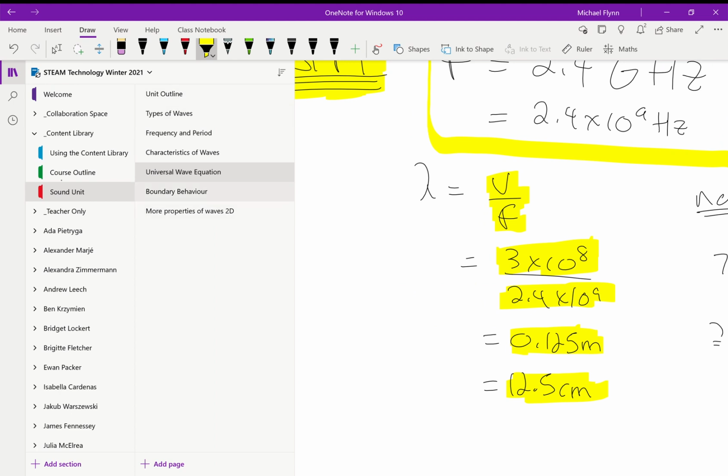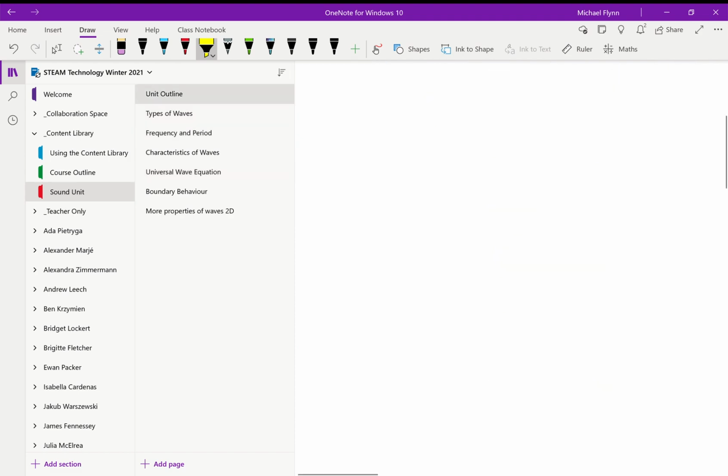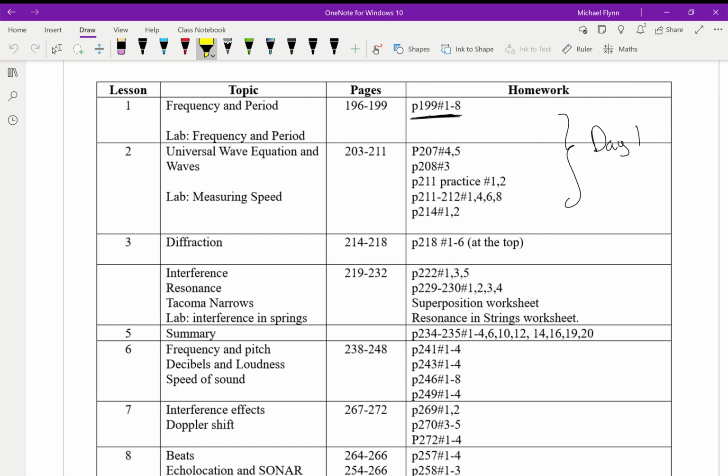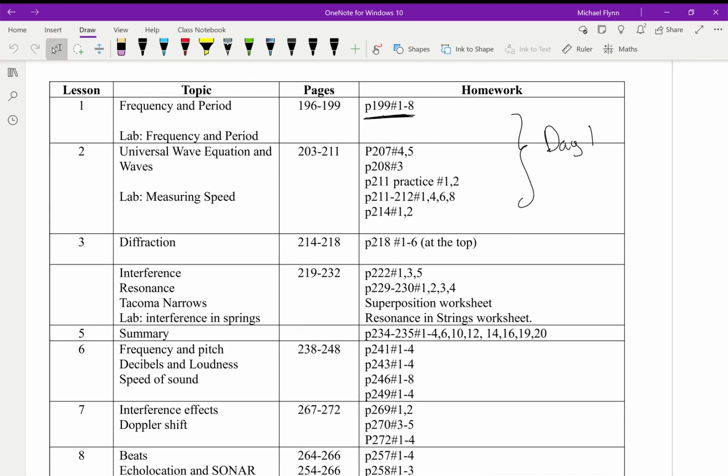Now you can ignore these other lessons here. We'll talk more about those when you get to class on Tuesday. But as far as the homework goes, can you please do it tomorrow, before you come in on Tuesday? I want to see this finished, okay? And it is lessons 1 and 2: Universal wave equation, and frequency and period. Now the homework, it looks like there's a lot of questions there, but they're all quick. Just plug the numbers into a formula.